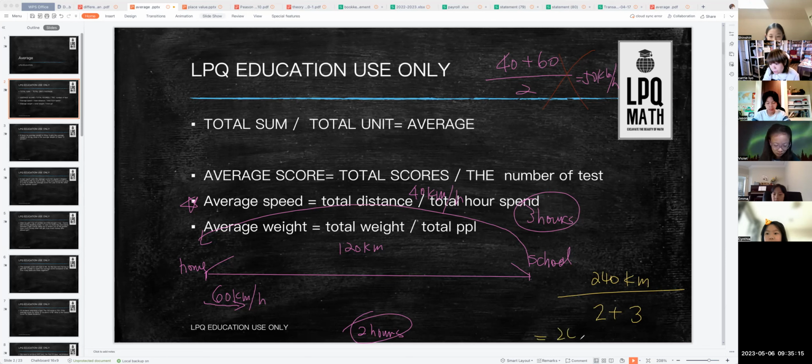So it's 240 divided by 5 equals 48 kilometers per hour. Get it? Okay, so that is the time. That is not 50 kilometers, 48 kilometers. Okay, understood, everybody? So this is something I want you to take notes.